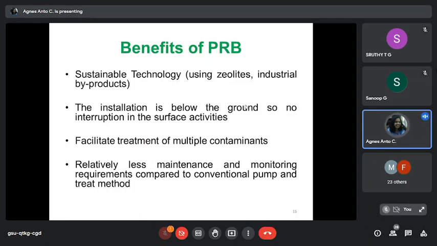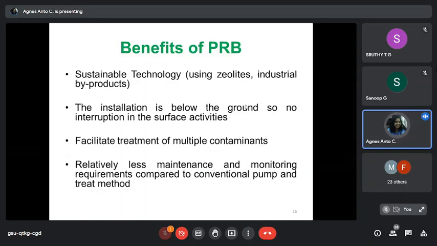So that is what is usually done. You take out the water to the surface level, and then, based on the contaminant, you select a treatment technology. It can be any technique. It can be phytoremediation, bioremediation, or whatever is the remediation. You do that, and then you put it back into the ground. So that does actually require a lot of maintenance. The process is more tedious compared to this permeable reactive barrier.